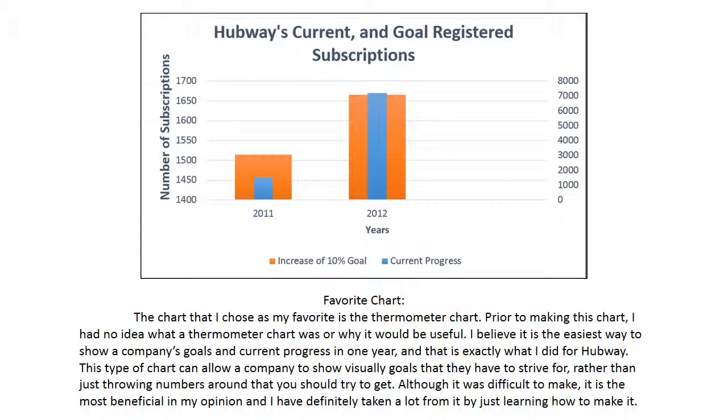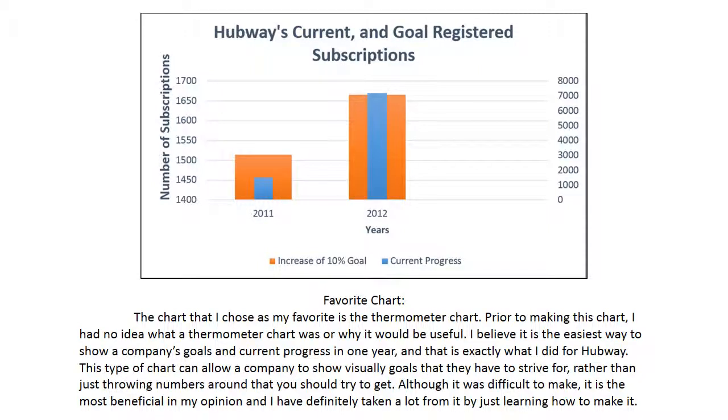they actually received. And I think it's an extremely useful chart because it shows a company's goals and current progress in a year, but it shows it visually rather than just throwing numbers around that you should try and strive for. And I think that most companies would benefit from this because a lot of times they just have numbers that you have to reach. Like you have to get 500 sales this week or 10,000 sales next week, but it doesn't visually show. It never visually shows how many sales you actually got versus how many you need to get.